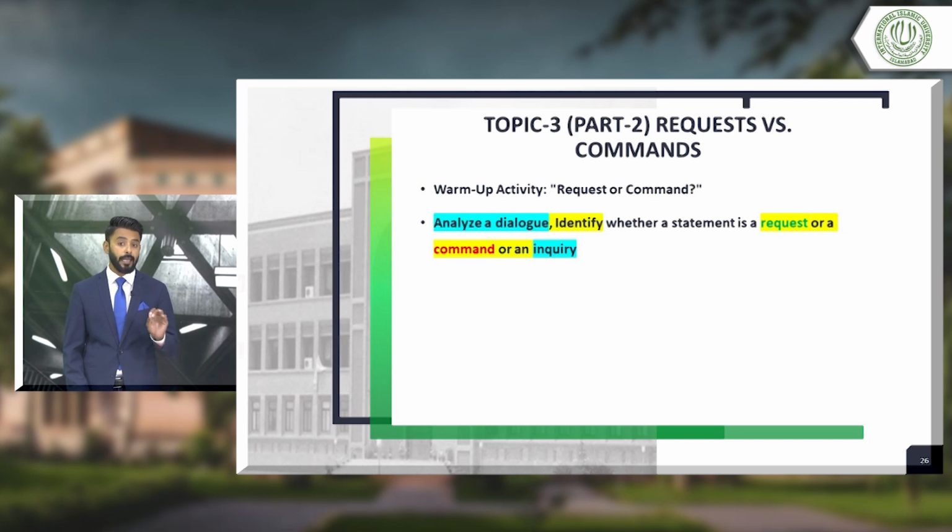So you are going to analyze that dialogue, and you need to identify whether the statement of person A is a request or a command, and of course whether person B's statement is a request or a command, or is it an inquiry. So you will label all those statements from person A and person B as a request, command or an inquiry. It is a very important activity, and I hope that you do it and then you resume the lecture.